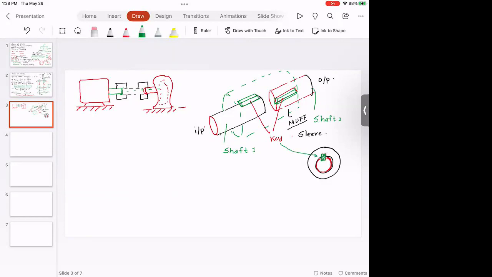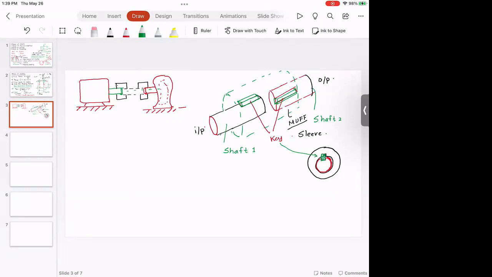So the input shaft will rotate the muff. That muff will rotate the key that is locked onto the second shaft, and then that key would start rotating, and that key would rotate shaft number 2. So if you think about the power transmission, it's going to be from the shaft to the key, key to the muff, muff to the second key to the shaft. So that is how the power transmission is going to happen.